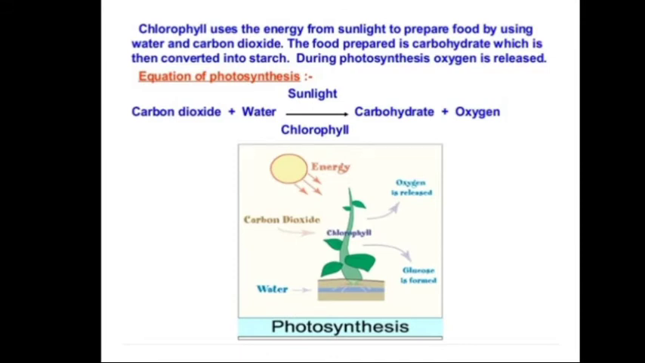Chlorophyll uses the energy from sunlight to prepare food by using water and carbon dioxide. The food prepared is carbohydrate, which is then converted into starch. During photosynthesis, oxygen is released. The equation of photosynthesis is: carbon dioxide and water react with each other in the presence of sunlight and chlorophyll, resulting in the formation of carbohydrate and oxygen.